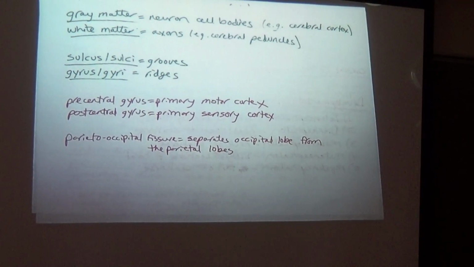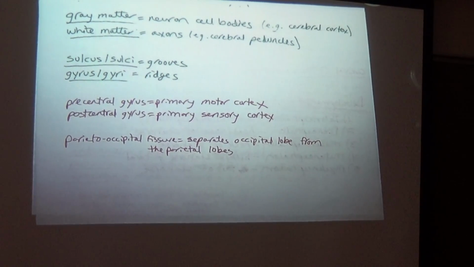And then the last one is the transverse fissure. And that just separates the cerebellum from the cerebrum. So it's that deep dent. That's where the tentorium cerebelli goes.